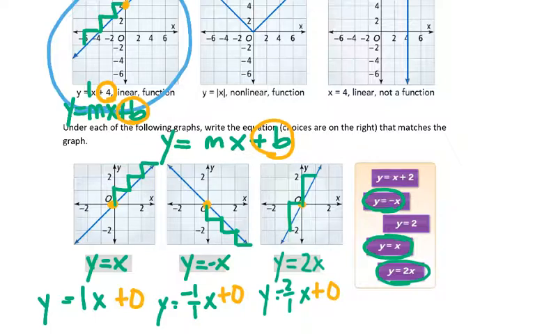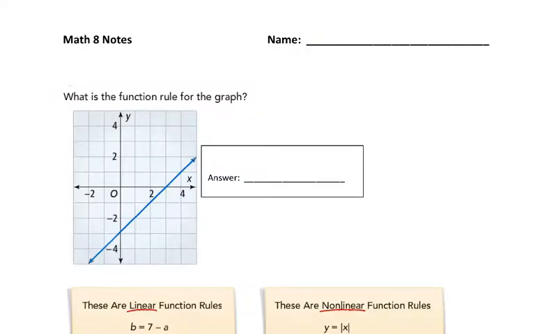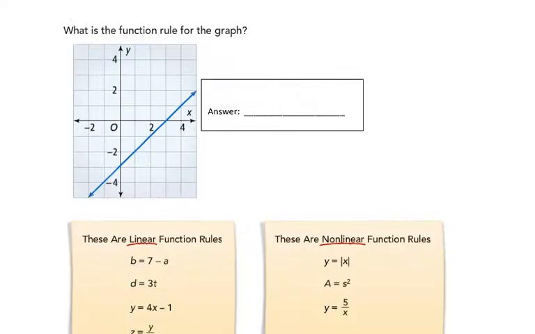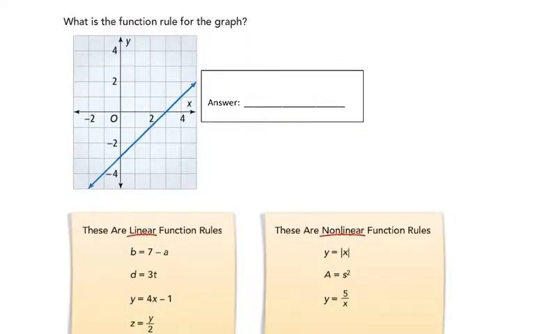Alright, let's move on to the next page. Now you are asked to do this one. What is the function rule of the graph?